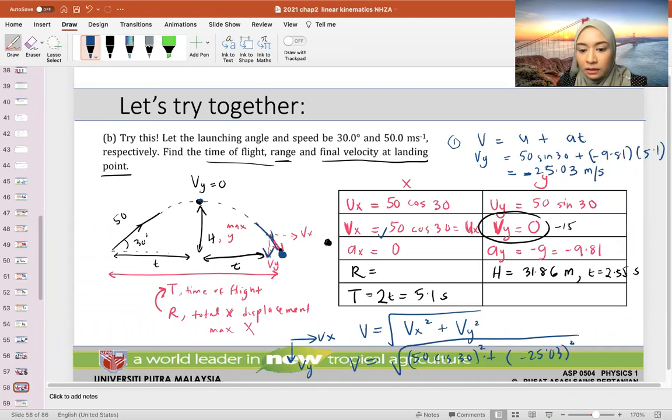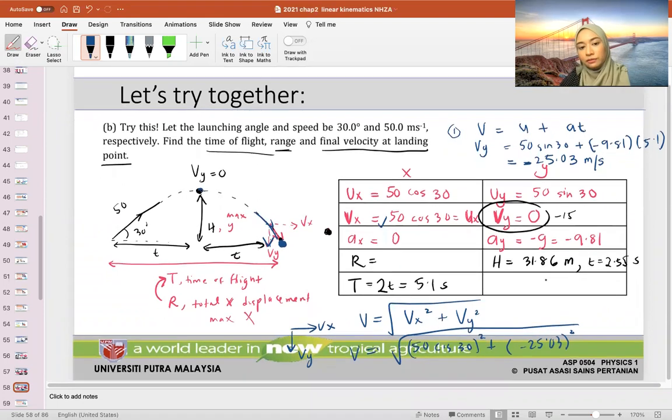And what about the angle? How do we find the angle for this landing velocity? Tan negatif. Theta equals to tan inverse tangent of Vy over Vx. Whatever the value of Vy is, whatever the value of Vx is, put in that. Kalau negatif, letak negatif. Jangan lupa. Okay, whatever that is. Okay, so I think we got this.